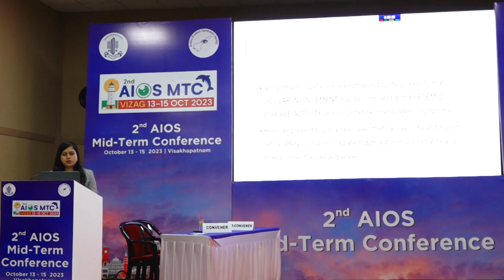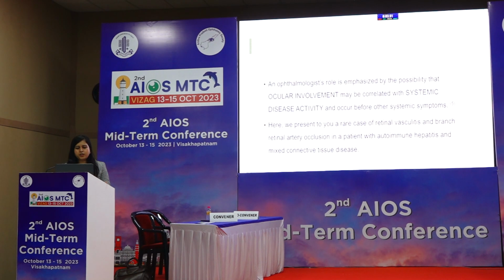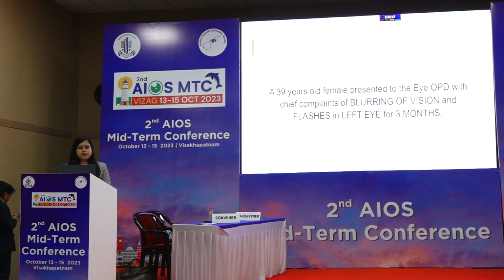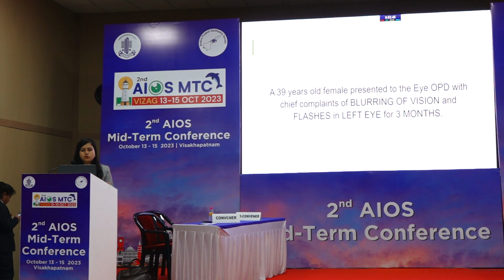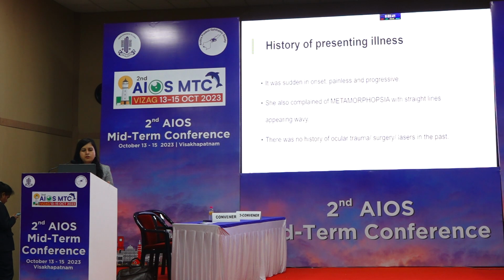Here we present to you a rare case of retinal vasculitis and branch retinal artery occlusion in a patient of autoimmune hepatitis and mixed connective tissue disease. A 39-year-old female patient presented to the IOPD with chief complaints of blurring of vision and flashes in the left eye since 3 months. It was sudden in onset, painless and progressive, and she also complained of straight lines appearing wavy.